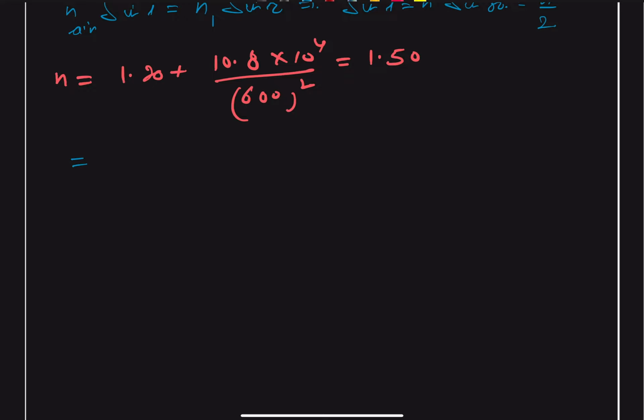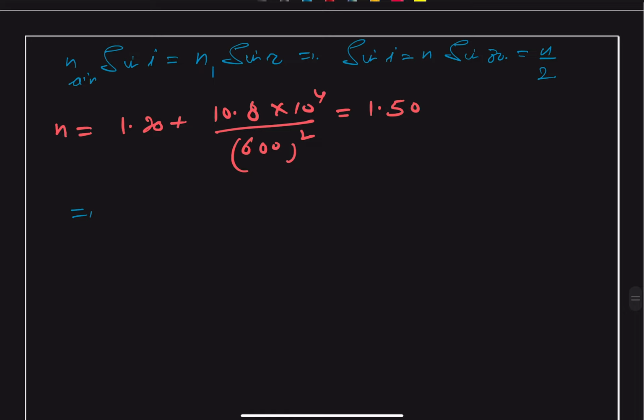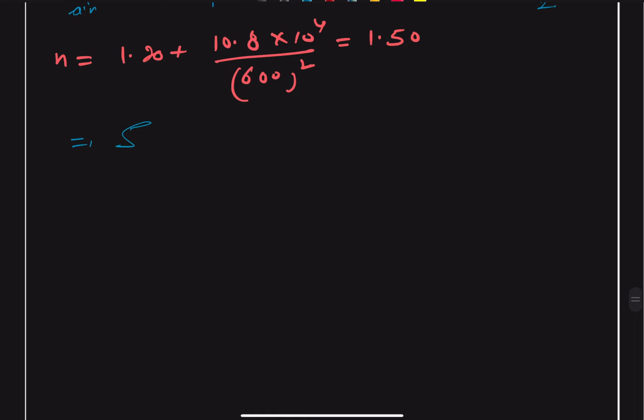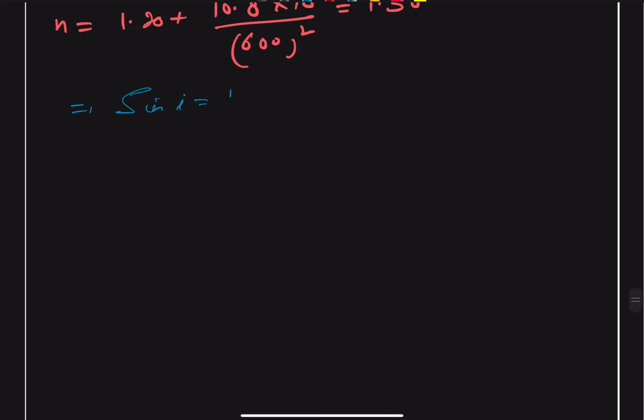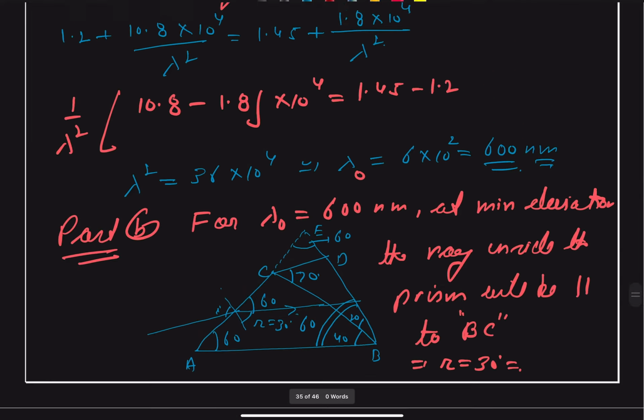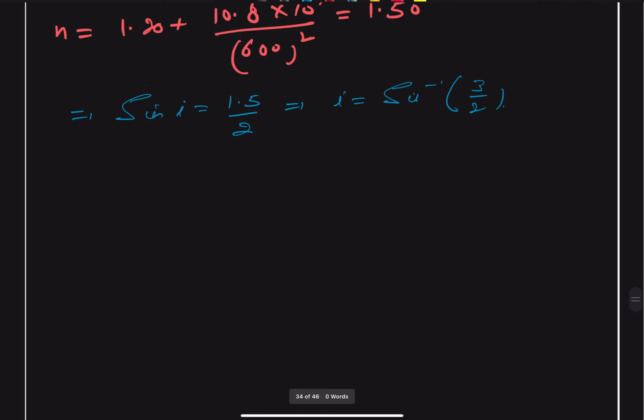Therefore sine of I will be equal to 1.50 divided by 2. So this gives I will be equal to sine inverse 3 by 4. And I think this was the only thing that was asked. Yeah, so these were the two things which were asked in it. And let's come to the next question.